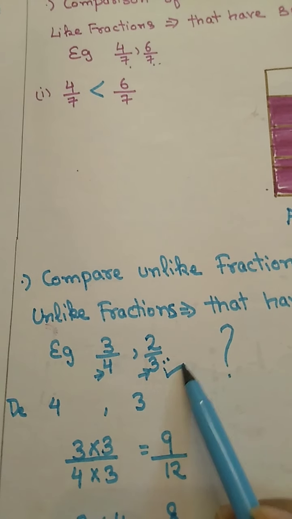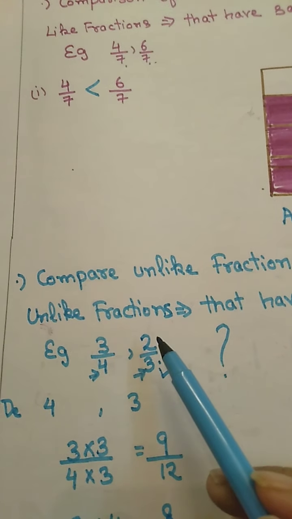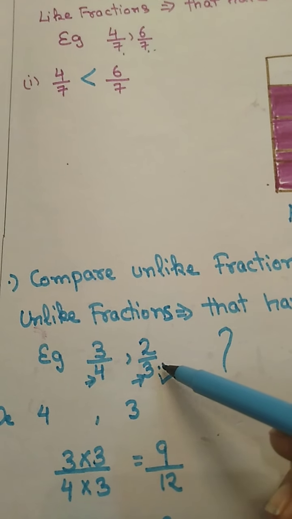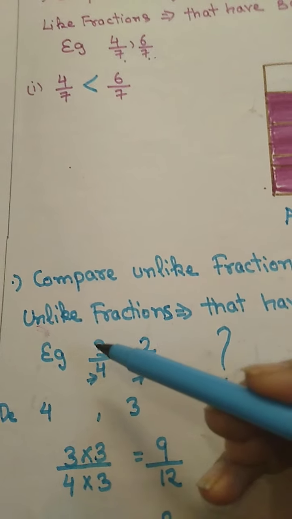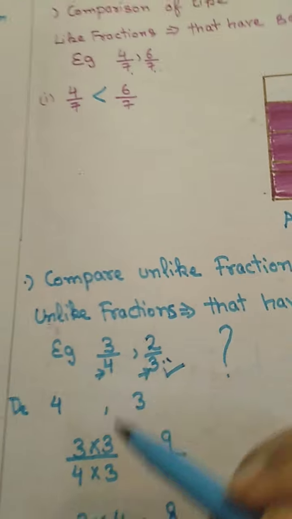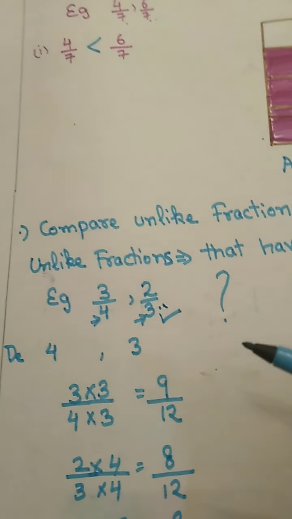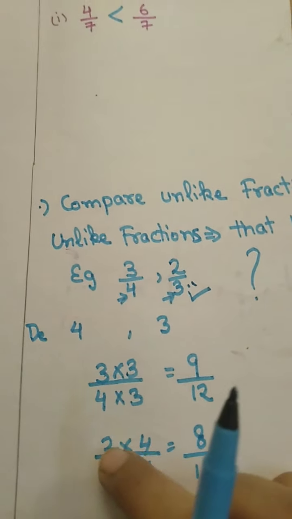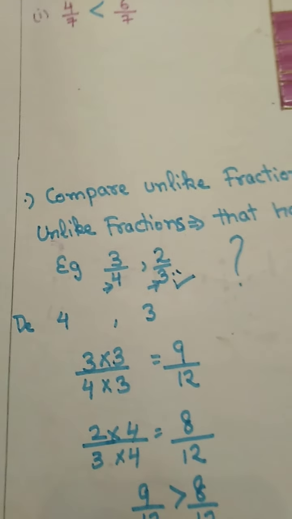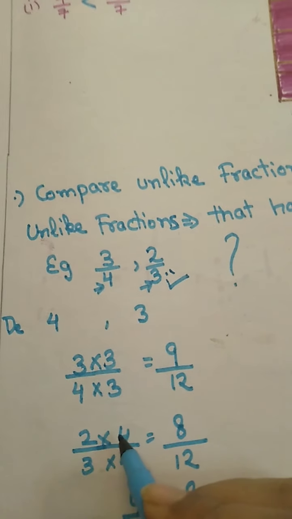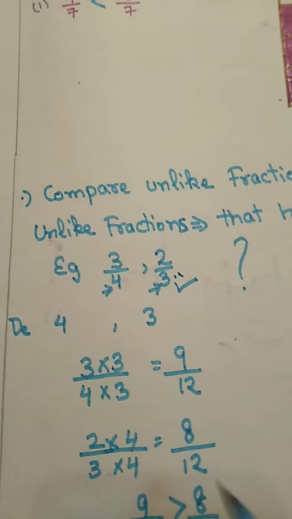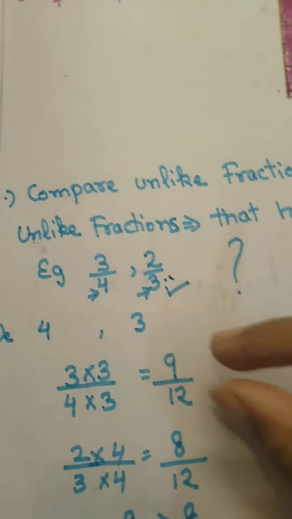So let us check 2 by 3 fraction. Here we have 2 by 3 fraction. So what we need to do is we need to multiply this fraction with the denominator of other fraction that I have to compare. So we will multiply 2 by 3 with 4. So we know that we need to multiply 4 with both sides in the case of numerator as well as denominator. So if we multiply 4 with 2, answer would be 8, and if we multiply 4 with 3, answer would be 12. So we can easily, these are like fraction.